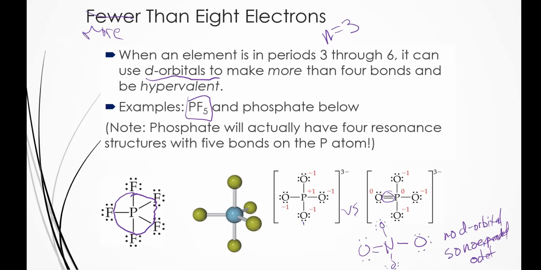So while it's important to know that this starts in period 3, what I'm really looking for when I'm asking why things can form expanded octets versus not, is I'm looking for you to tell me about this d orbital. The d orbital is the extra empty orbitals that those extra bonded electrons move into when we start to form these new structures.